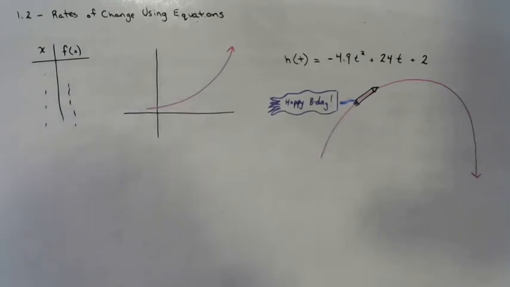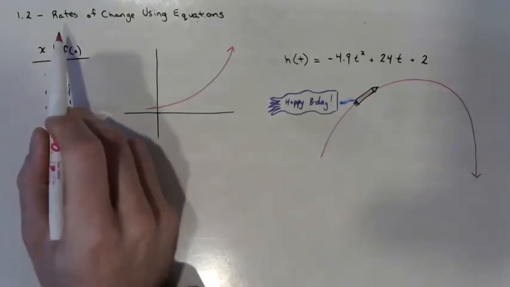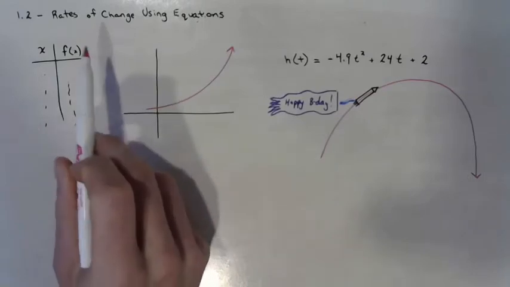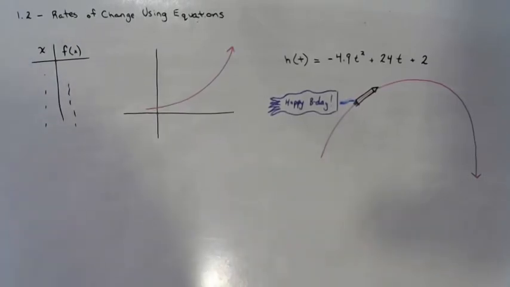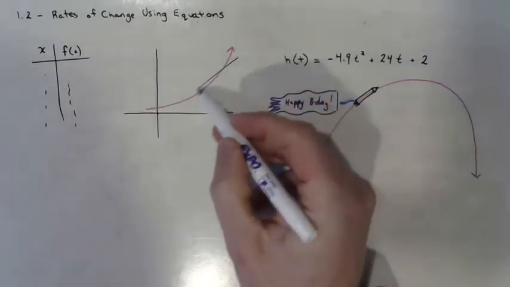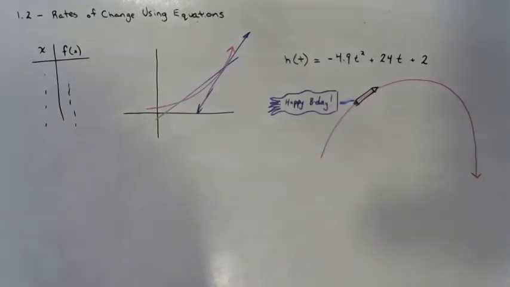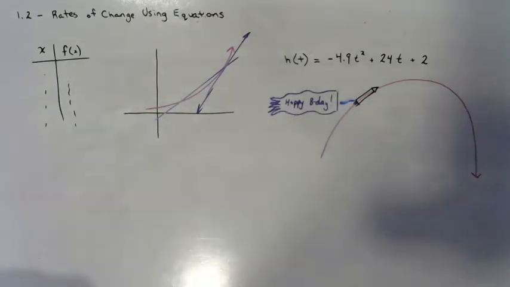Lesson 1.2, rates of change using equations. So in lesson 1.1, we dealt with average rates of change, and we were able to estimate instantaneous rate of change using a table of values, as well as secant lines and estimating the tangent line on a graph. Today, we're going to be looking at getting an even closer estimate of instantaneous rate of change using an equation.